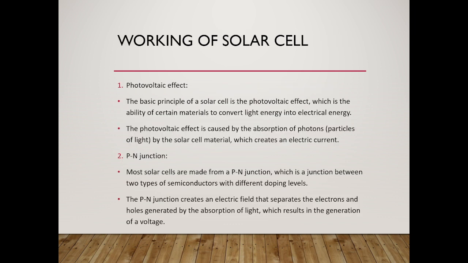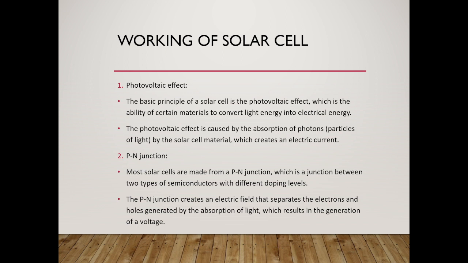Now we will see the working of a solar cell. It depends upon various effects. First we will see the photovoltaic effect. The basic principle of a solar cell is the photovoltaic effect, which is the ability of certain materials to convert light energy into electrical energy. The photovoltaic effect is caused by the absorption of photons, that is, particles of light, by the solar cell material, which creates an electric current.